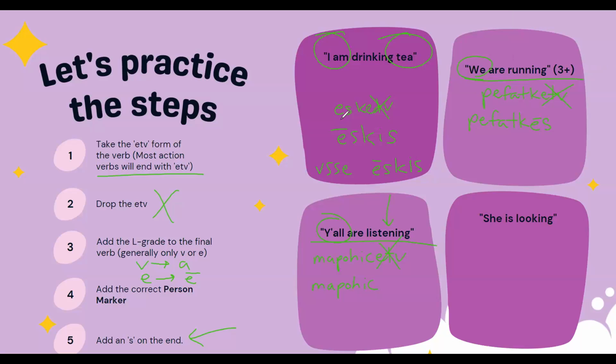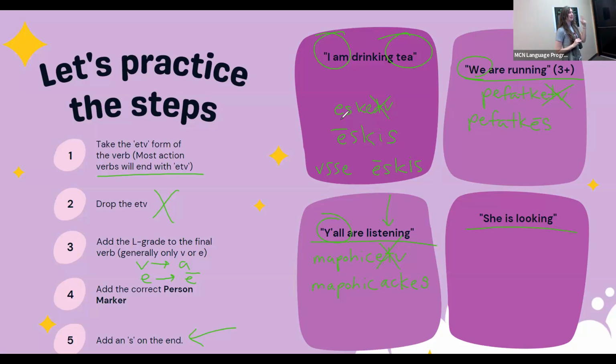Atsi. Nice. Aski. And then what do we do at the end? Add our S. Nice and easy. Mabohejachkis. Nice. Y'all are listening. And last but not least, she is looking.